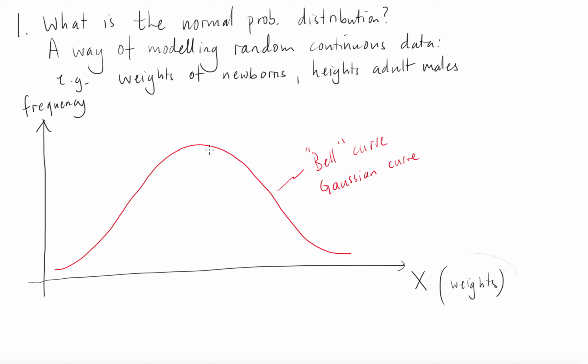It's symmetrical about the mean value, which we call mu. So most males would have a mean height, and it has a certain spread. So not everyone has the same height. There are some people who are shorter, and there are some people who are taller. And the spread is defined by sigma, which is the standard deviation.